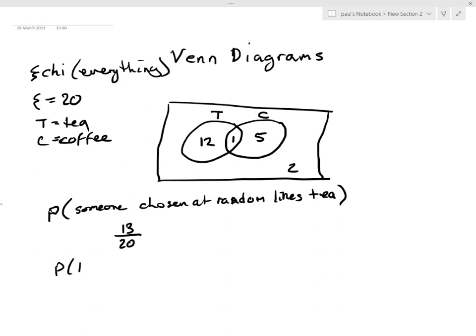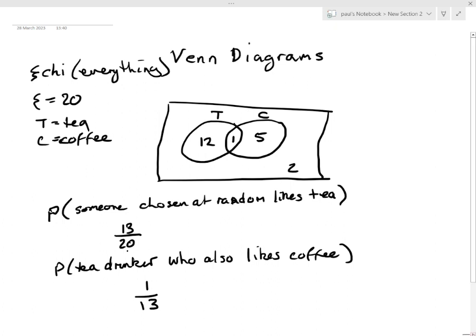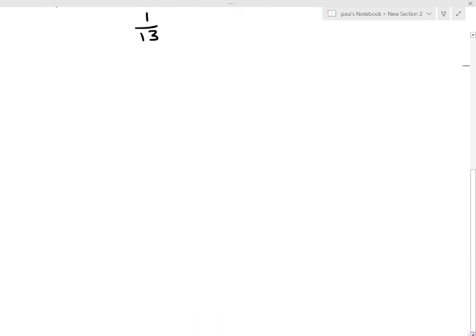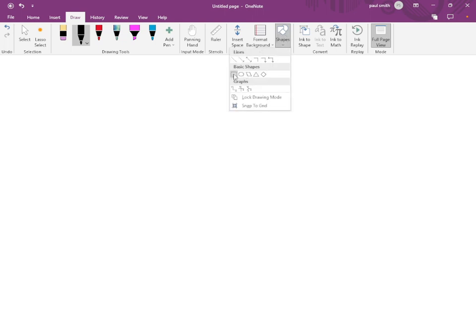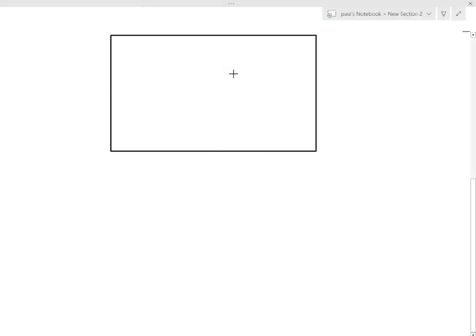And what's the probability of a tea drinker who also likes coffee? Right, so tea drinkers. How many tea drinkers? There are 13 tea drinkers, and one of them likes coffee as well. So this would be 1 out of 13. Okay, let's try and get these a bit squarer. So I suppose I could do this, couldn't I? Let's make it a bit nicer, yeah.